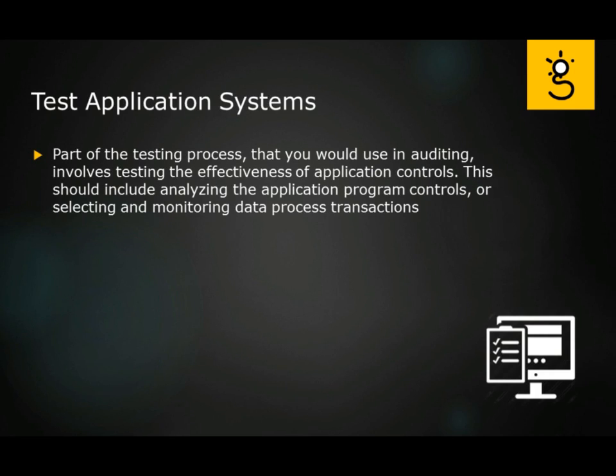Part of the testing process that you would use in auditing involves testing the effectiveness of application controls. That means you should be analyzing the application program controls or selecting and monitoring the data process transactions, or both of them.